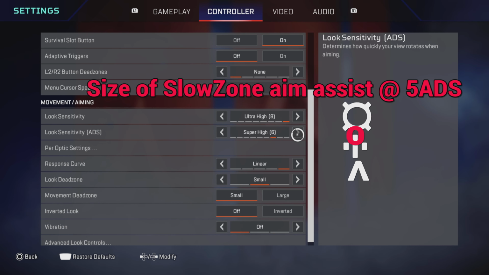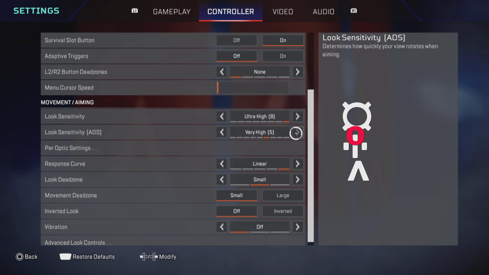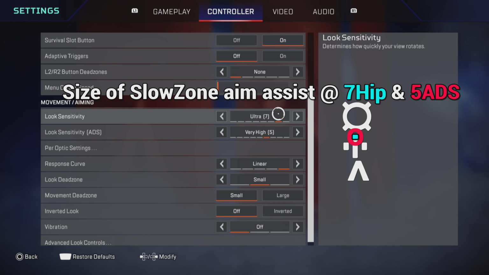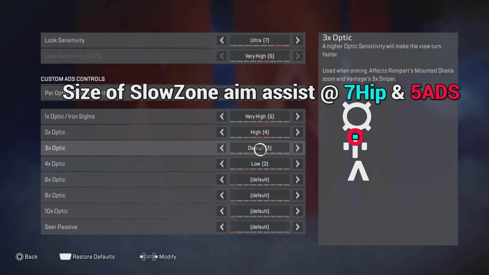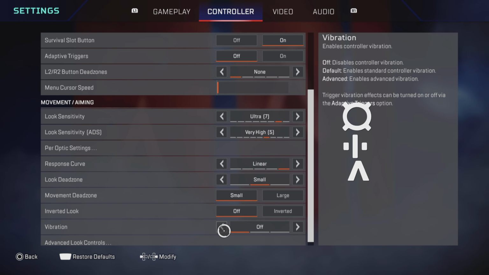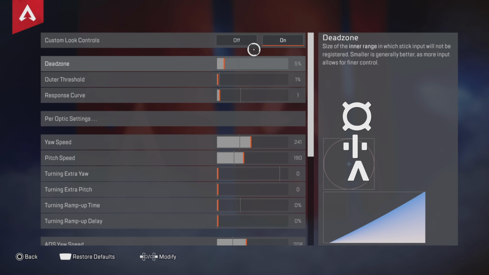5, 6, 7 on the ADS are the same dot. No, that is wrong. 5 is a dot. 6, 7, and 8 have no slow zone. This is as small as the slow zone can be. You can affect the size of these with the optics and it will still have the same effect on your ALC.